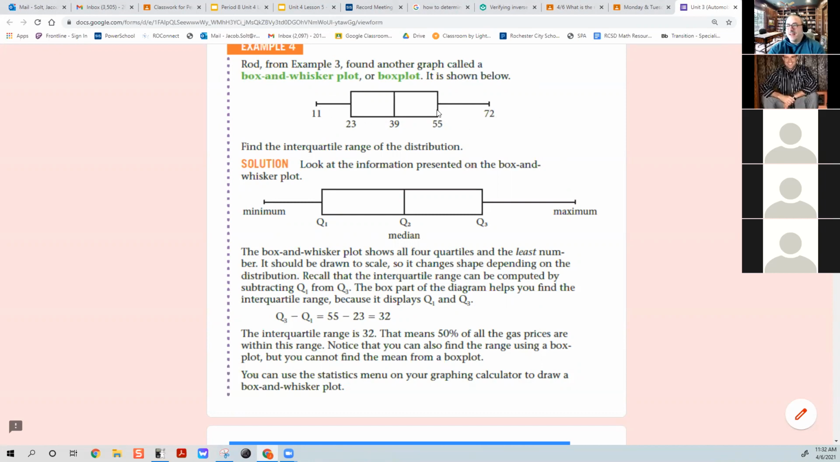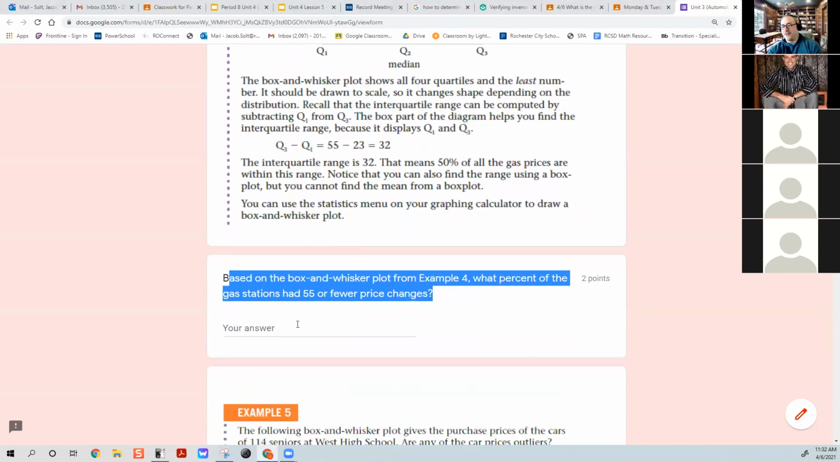Yes, right. So I'm looking at that. I see 55 right there. That's my quartile 3 in this box and whisker plot, which tells me that 25 plus 25 plus 25 is 75%. I know that 75% of gas stations had 55 or fewer price changes throughout the year.